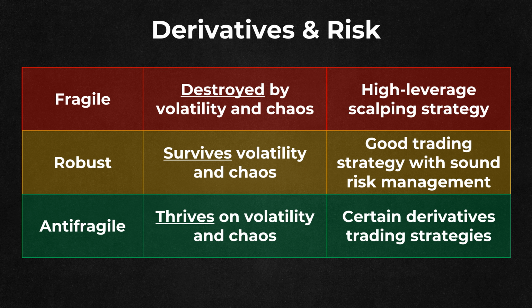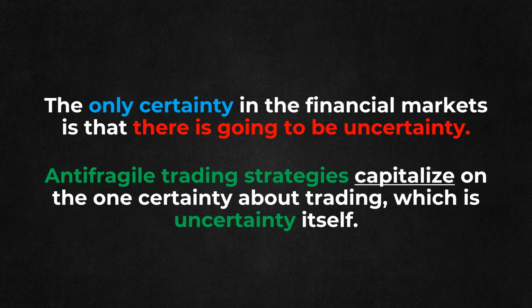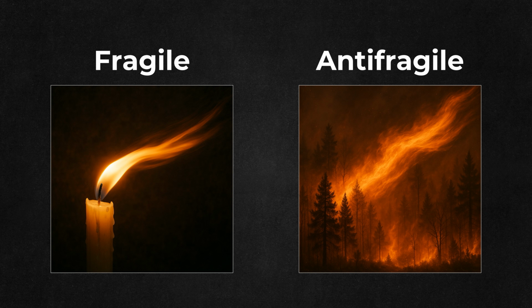There is a saying in trading that the only certainty in the financial markets is that there is going to be uncertainty. Anti-fragile trading strategies capitalize on the one certainty about trading, which is uncertainty itself. A great analogy here is that wind quickly extinguishes a candle, but it only energizes a forest fire. A high-leverage speculative trading strategy is like a candle in the wind, very vulnerable. An anti-fragile trading strategy is like a blazing fire. Wind only makes it stronger.